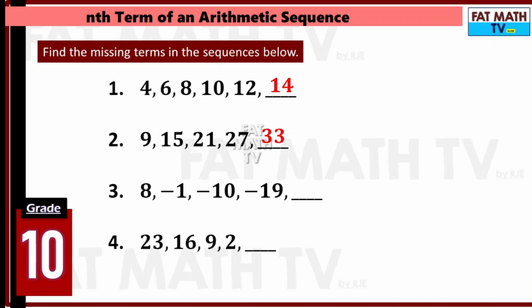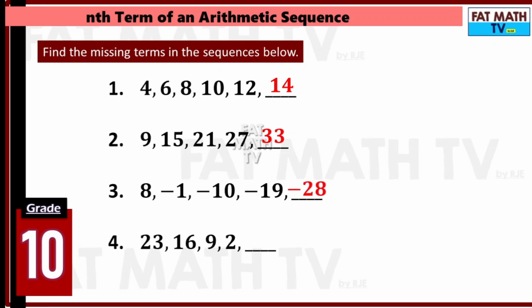Number 3: 8, negative 1, negative 10, negative 19. What's next? What's the pattern? You just subtract 9 from the term. So 8 minus 9 is negative 1. Negative 1 minus 9 is negative 10. Negative 10 minus 9 is negative 19. So negative 19 minus 9 is negative 28.